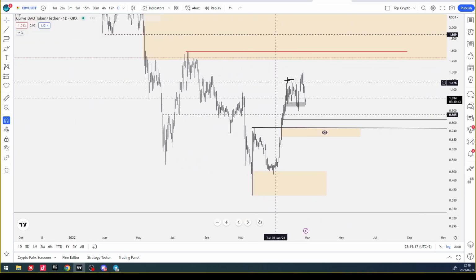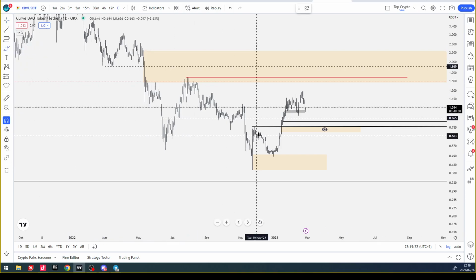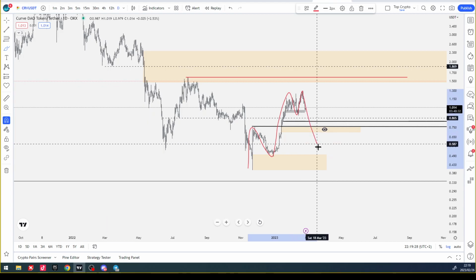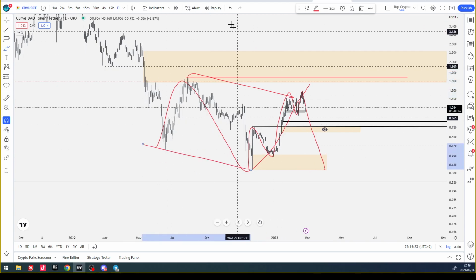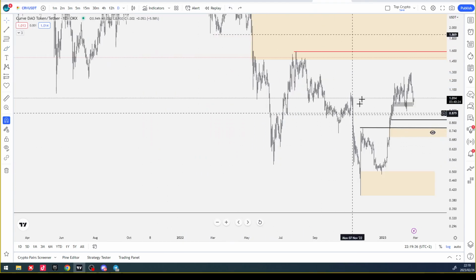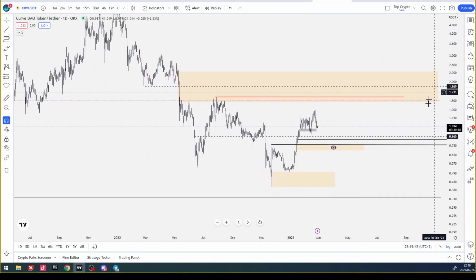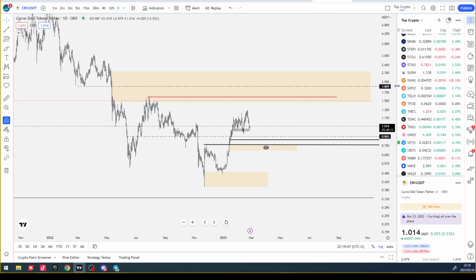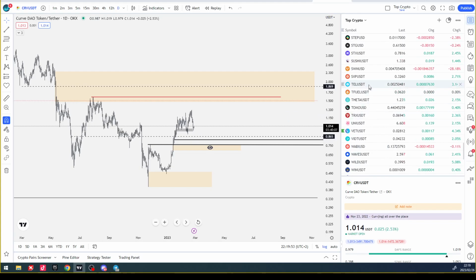CRV. They all look like they're in these flat corrections, right? 1, 2, 3, 4, 5. They all look like A, B, C. Why? All of them. What's the other one? Sol. Let's have a look. I think BNB may be in trouble next. It just wasn't looking too good the last time I had a look at it.